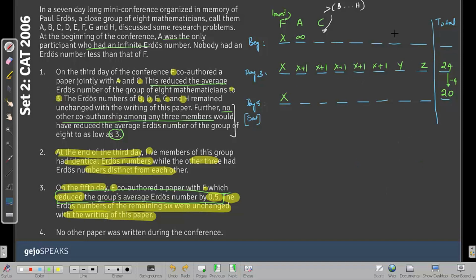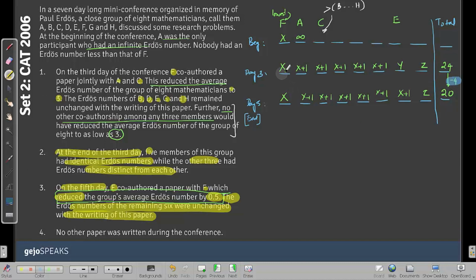So let's assume that E in this case is y. Okay, and the remaining everything is exactly the same: x plus 1, x plus 1, x plus 1, x plus 1, and then therefore there is this z here. Now please understand that E is co-authoring with F, whose value is x. Therefore, the new value of E is going to be x plus 1. Right. Now we can understand what has happened here.